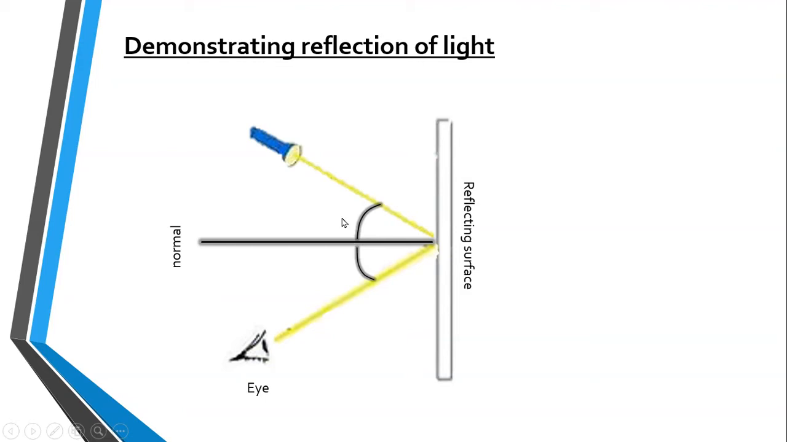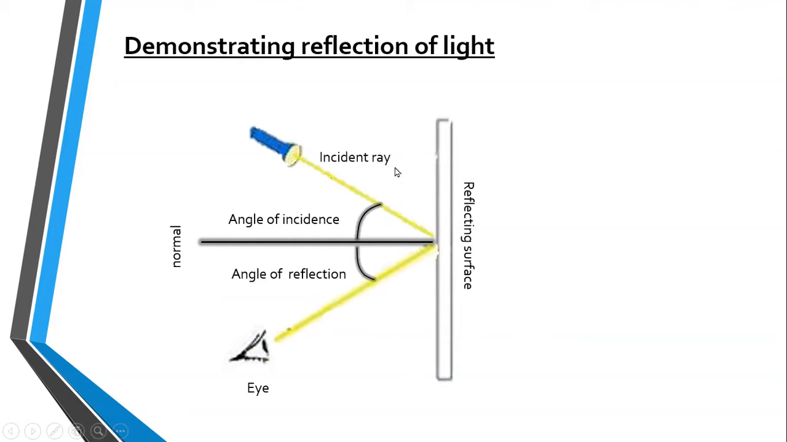So let's find out the names. The angle between this ray of light and the normal is called the angle of incidence. And we also have the angle of reflection, between the normal and the ray that is reflected into your eyes. Now, what is the special name given to the light coming from the source to hit the reflecting surface? What is the name?